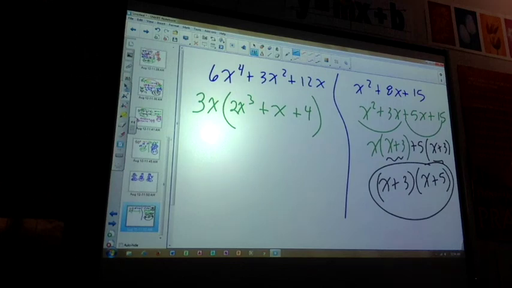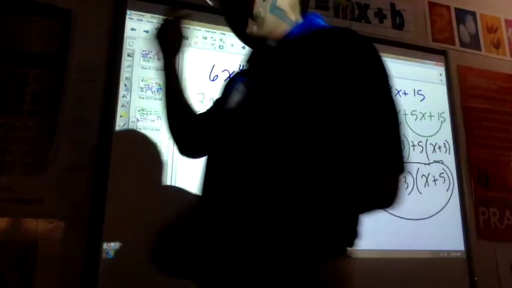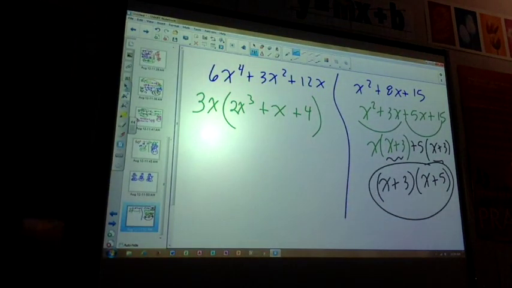Cool? Yeah. Yes, but you'll get the same answer. You'll totally get the same answer. Yeah? So why did you decide to just go with 3x and 5x? Because I knew that positive 3 times positive 5 is positive 15, and positive 3 and positive 5 added together gives me positive 8. Okay. Cool? Yeah. All right. Can I move on?